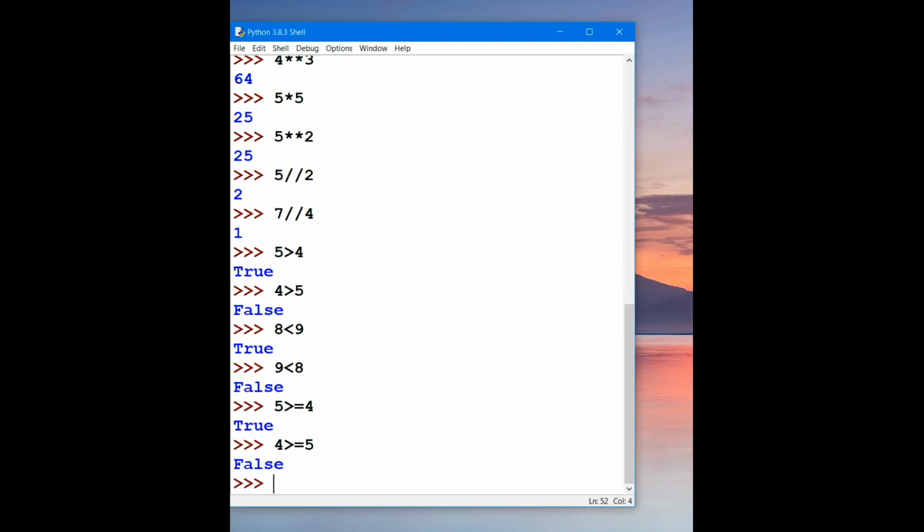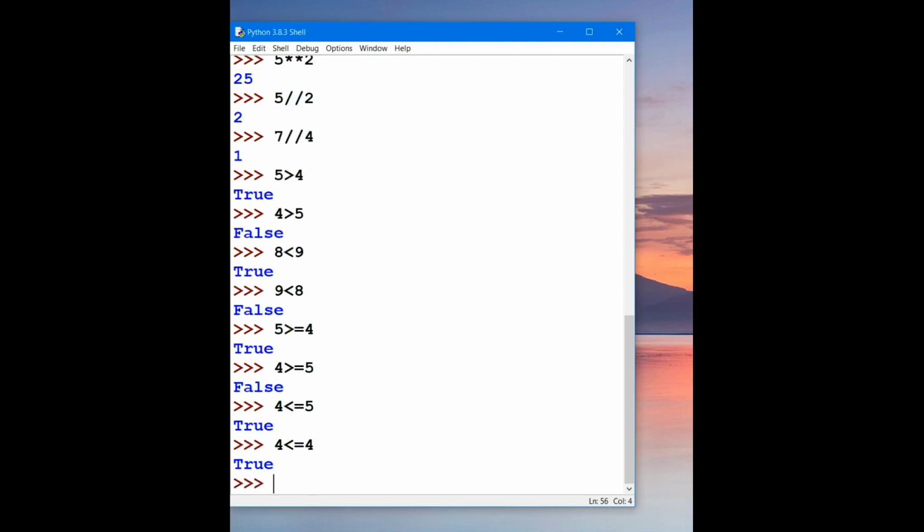Similarly, we have the less than or equal to. Now, if we do 4 less than or equal to 5, 4 is less than 5, so we get a true result. And if 4 less than or equal to 4, 4 is not less than 4, but it is equal to 4. So yes, we get the true result.